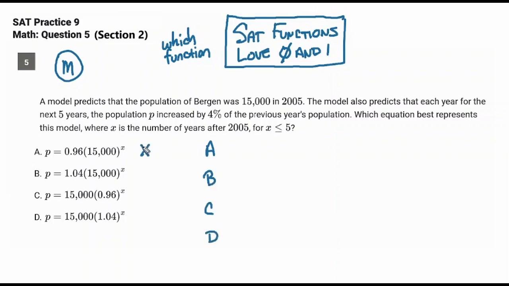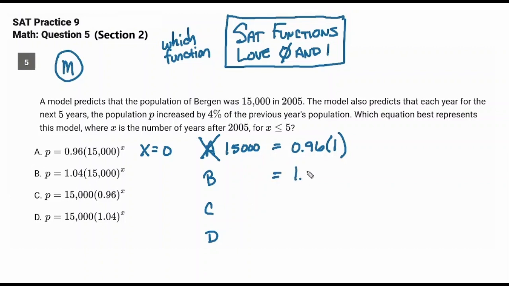If I make x equals 0, what is 0? The number of years after 2005. So 0 years after 2005, what year is it? It's 2005. And in 2005, what's the population? It's 15,000. So the population P, if x is 0, is 15,000 equals 0.96 times 15,000 to the 0 power. Anything to the 0 power is what? It's 1. Okay, is all this true? It is not true. So A is gone, and it's not coming back. I'm not going to write 15,000 again. It's 15,000 every single time.